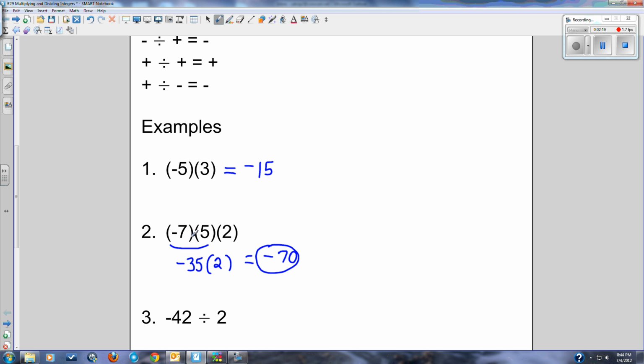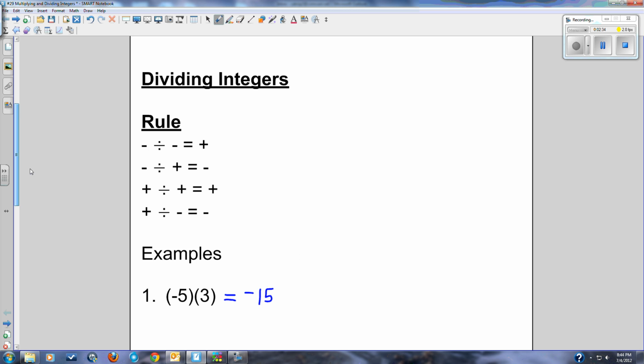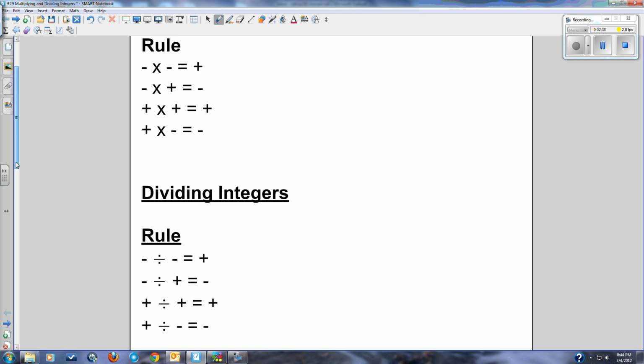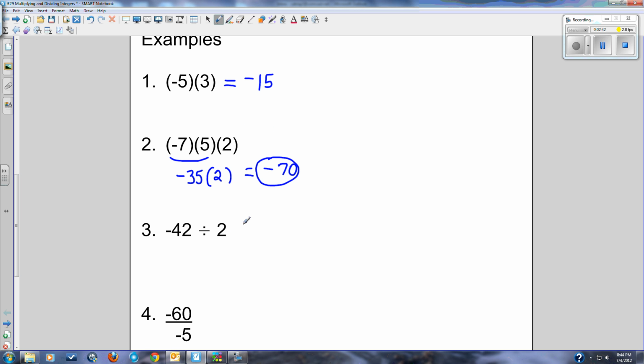Now you might be noticing I've set these problems up with parentheses. If you have parentheses right next to each other like this and no sign in between them, that means multiplication. You can also use a multiplication symbol like what I've listed here above, or you can use a dot to represent multiplication. Let's move on.